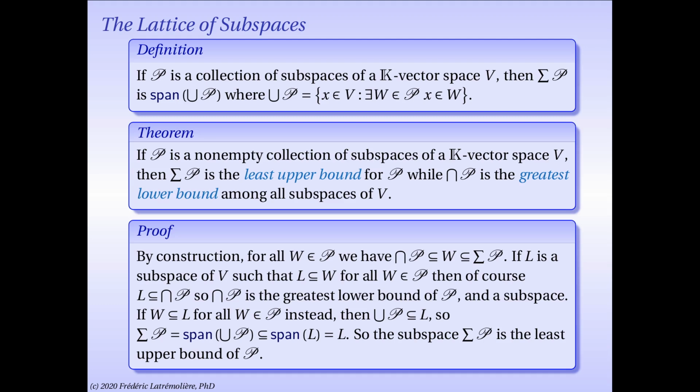So we have shown that among all the subspaces, the sum of P is indeed less or equal than any possible subspace upper bound to my collection P, which concludes the proof that the sum of P is a supremum for the collection P. That's a nice little result, that we have this complete lattice structure on the collection of all subspaces of a vector space.